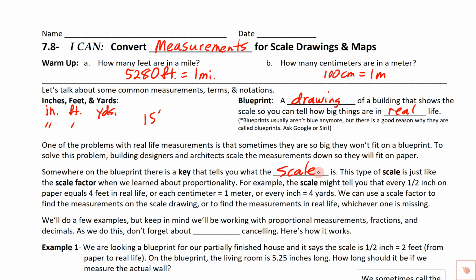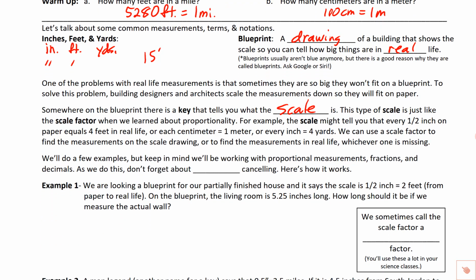Now, this type of scale is exactly like the scale factors that we were talking about when we learned about proportionality. So we're going to keep that in mind. So here's an example. The scale might tell you that every 1/2 inch on the paper equals 4 feet in real life, or each centimeter on the paper equals 1 meter in real life, or every inch equals 4 yards, or different things like that. Now, the nice thing about that scale is we can use that scale factor to find the measurements on the scale drawing, or how long they'd need to be on the scale drawing, or to find the measurements in real life, whichever one happens to be missing from the information that we've got.